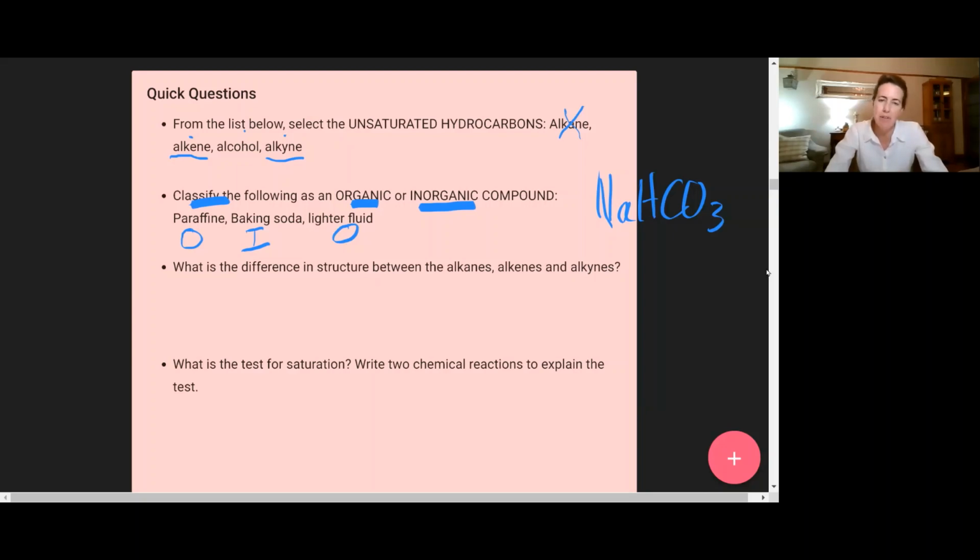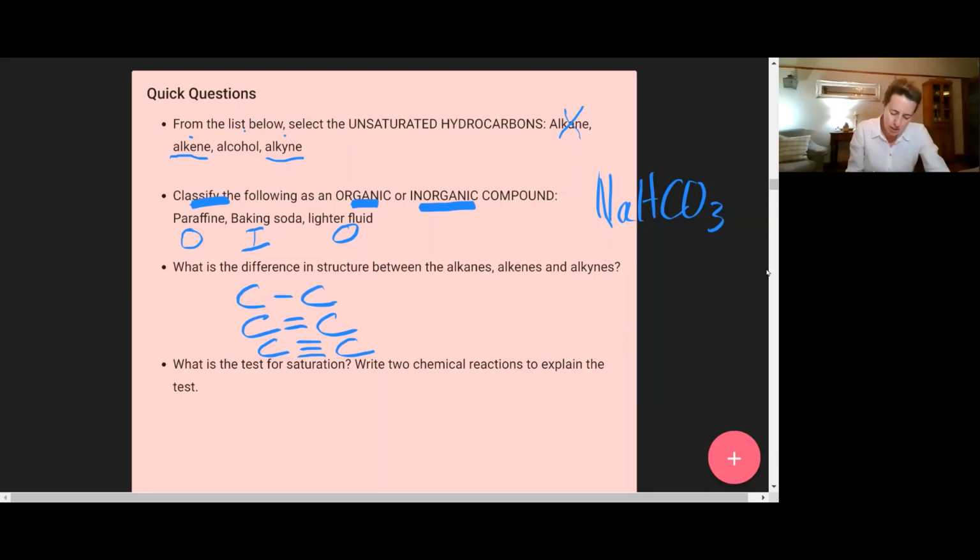Third question asks, what is the difference in structure between alkanes, alkenes, and alkynes? Now, the difference in structure is that alkanes contain single carbon-carbon bonds, while alkenes contain at least one double-bonded carbon-carbon bond, and alkynes contain at least one triple-bonded carbon-carbon bond. Or we can say that alkanes contain only single bonds between carbons, while alkenes and alkynes contain double and triple bonds, respectively, between their carbons.